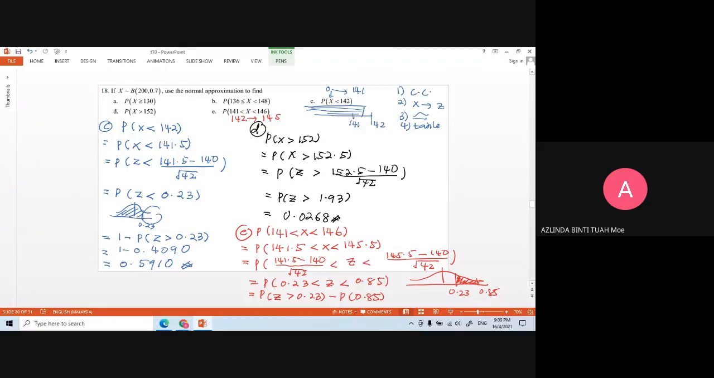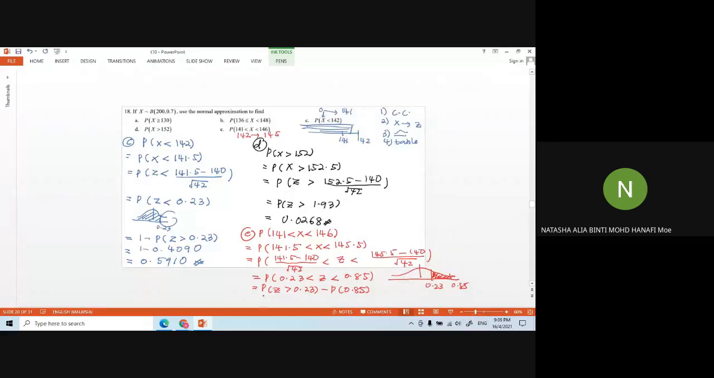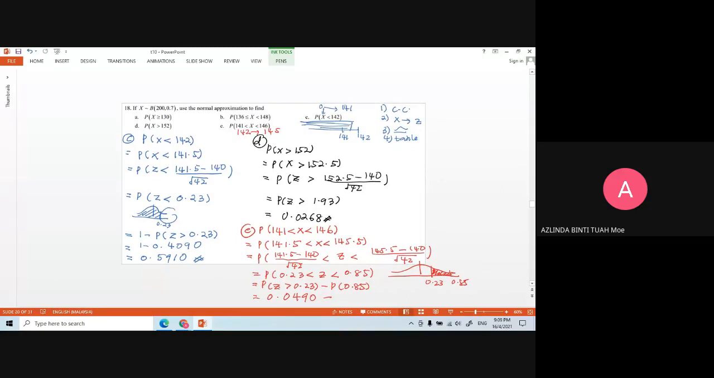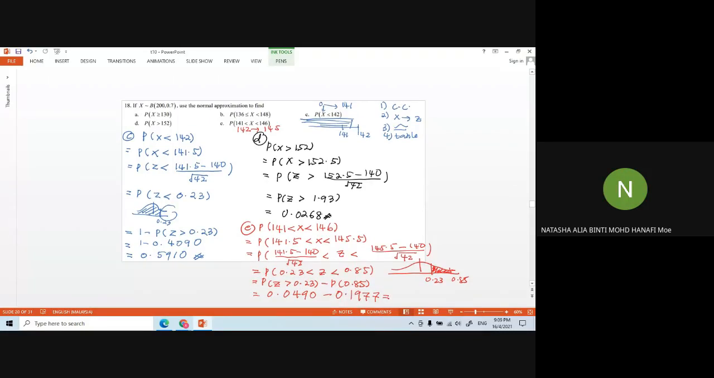Okay, from the table, 0.23 gives 0.4090, and 0.85 gives 0.1977. The answer is 0.2113. Okay, thank you.